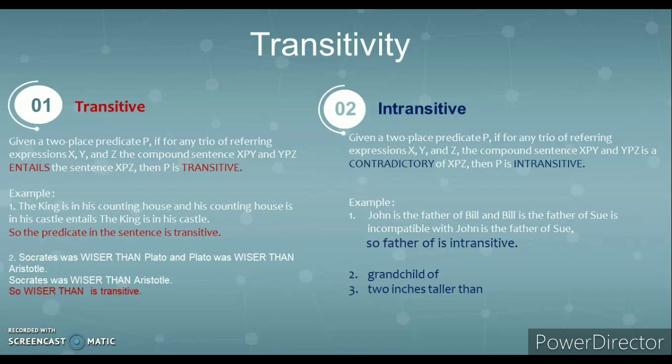Intransitive: when given a two-place predicate P, if for any trio of referring expressions X, Y, and Z, the compound sentence "X P Y and Y P Z" is the contradictory of "X P Z", then P is intransitive. Example: "John is the father of Bill and Bill is the father of Sue" is incompatible with "John is the father of Sue." So "father of" is intransitive. Other examples are "grandchild of" and "2 inches taller than." These are examples of intransitive predicates.